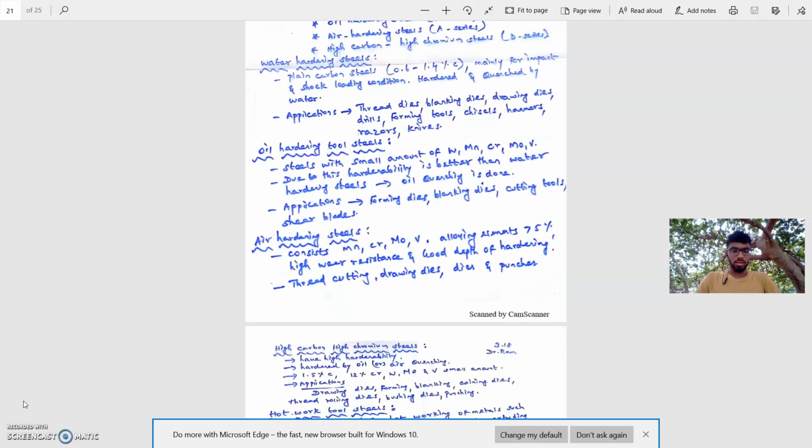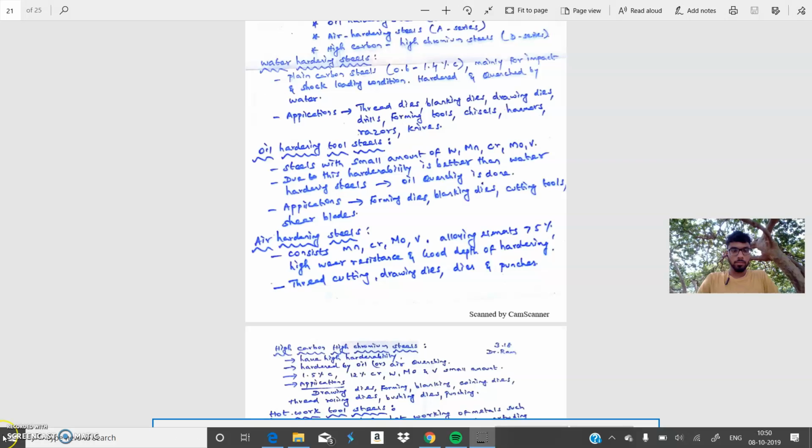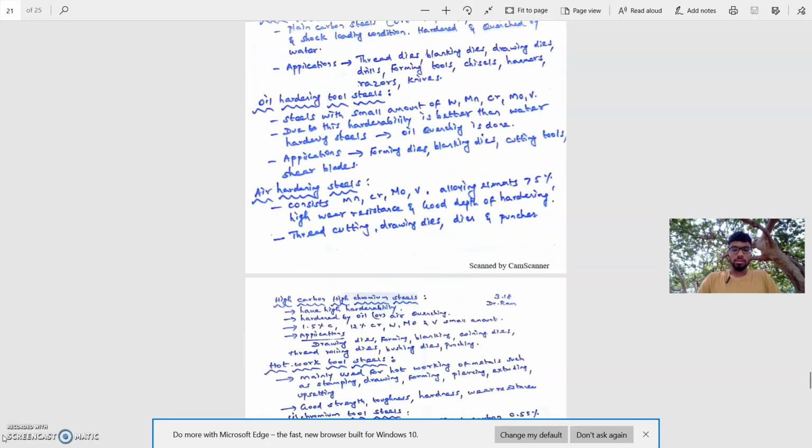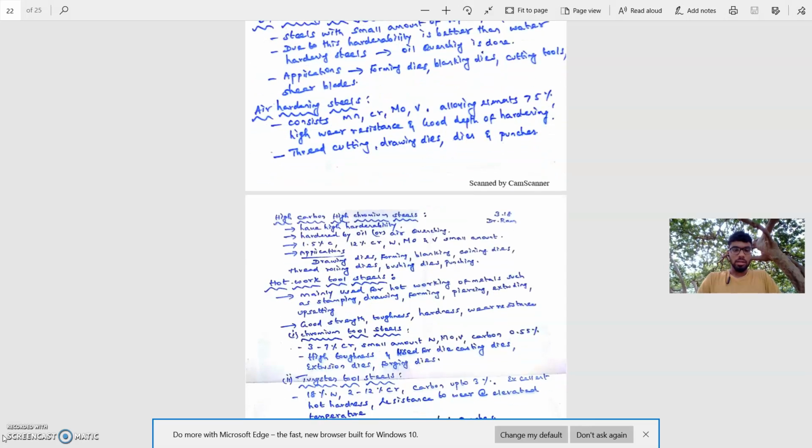Next, air hardening steels. They consist of manganese, chromium, molybdenum, vanadium, alloying elements 75%. They have very good wear resistance and good depth of hardening. Thread cutting, drawing dies and punches are the applications of air hardening tool steels.